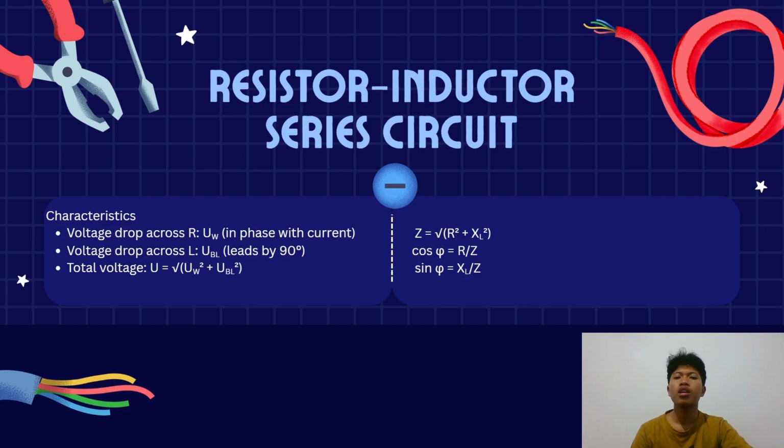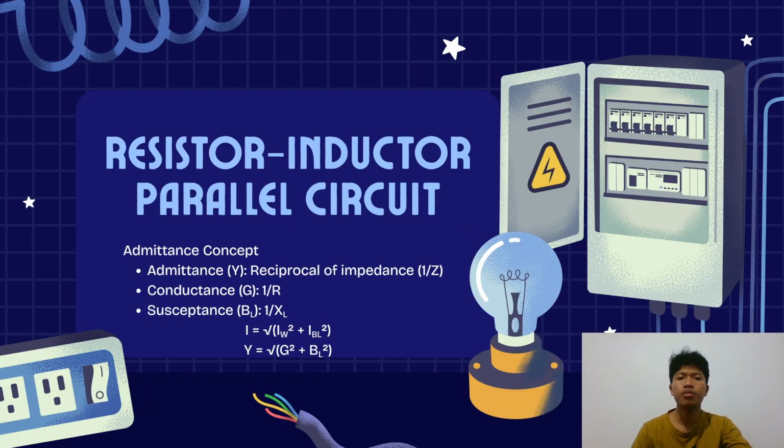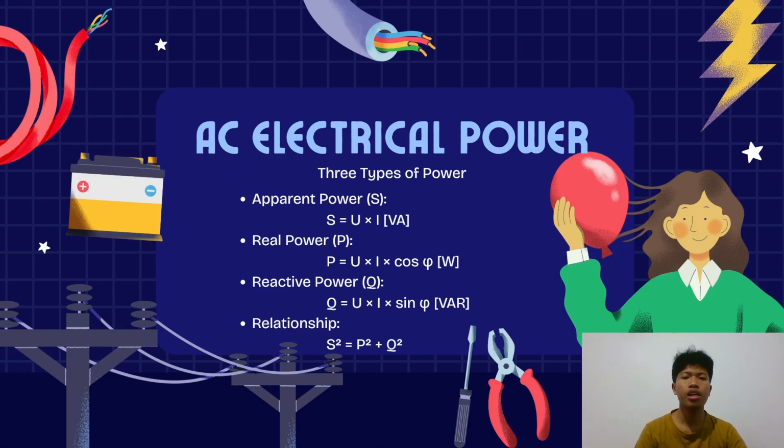Cos phi is R divided by Z, and sin phi is XL divided by Z. Resistor-inductor parallel circuit: the admittance concept. Admittance Y is the reciprocal of impedance, 1 divided by Z. Conductance G, the formula is 1 divided by R, and the susceptance BL is 1 divided by XL. Next is AC electrical power.